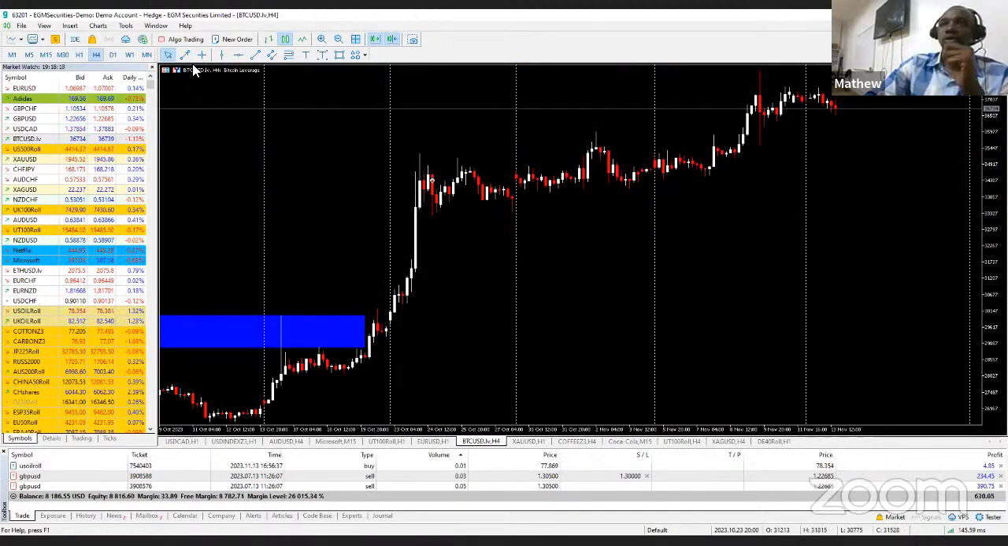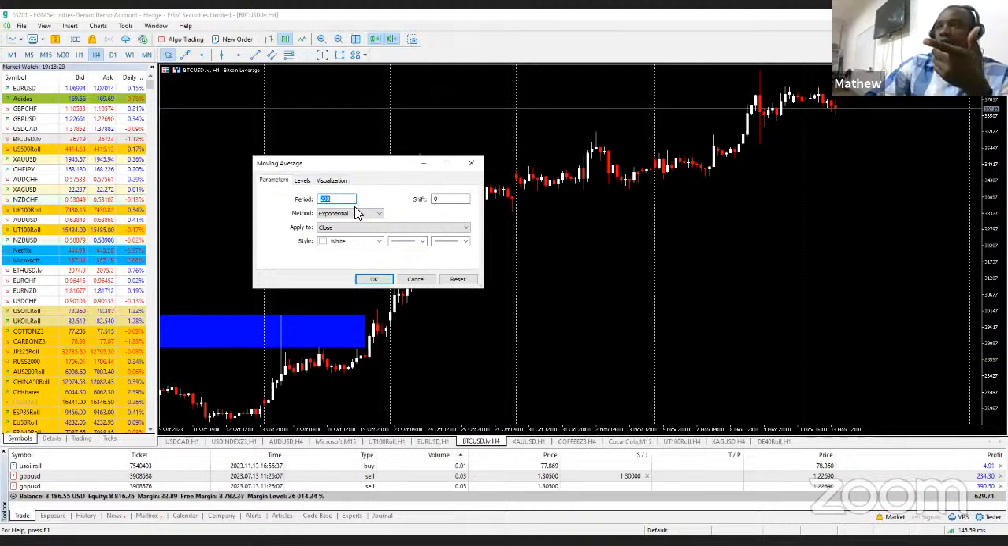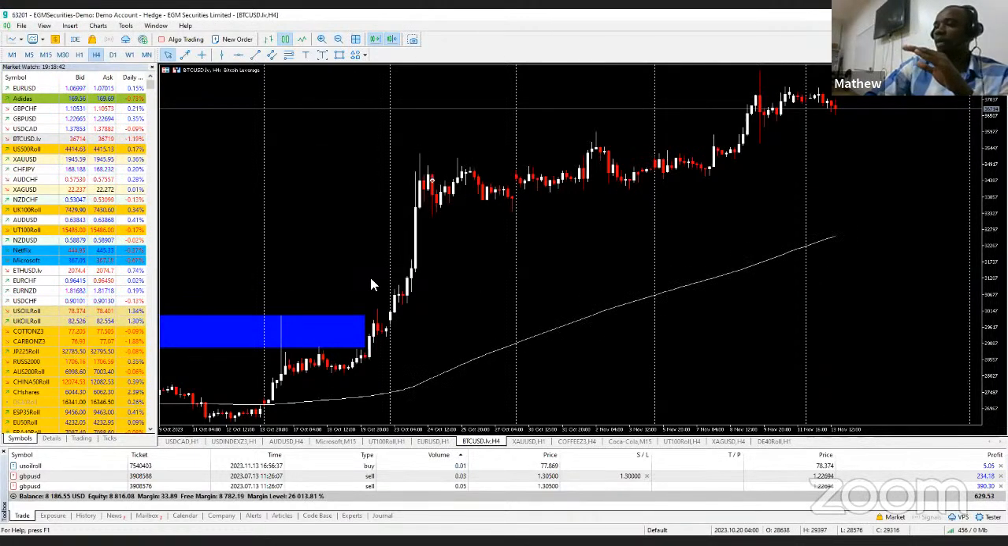For the sake of people who didn't understand how you install the 50 and the 200 EMA, I'll do it afresh. So let me go to insert, go to indicators, go to trend, and then moving average. So here we will do the 200 exponential, close, the color will be white, and then say okay. Right now on our chart, it's naked. That means there's no indicator. So when we say okay, we should see a white line. So this is the 200 moving average.